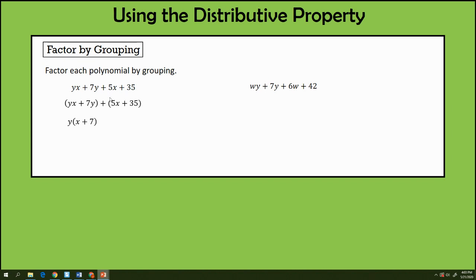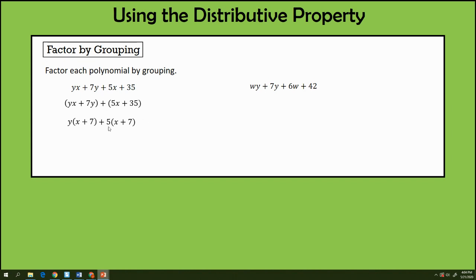Okay, now look at your second grouping symbol. What can I factor out of these two? Well, number-wise, they're both divisible by a 5. They don't have a common variable, so I'm just going to factor a 5 out. And when I take a 5 out of each of these, that would give me 5 times the quantity of X plus 7. All right, so there's my second grouping factored.